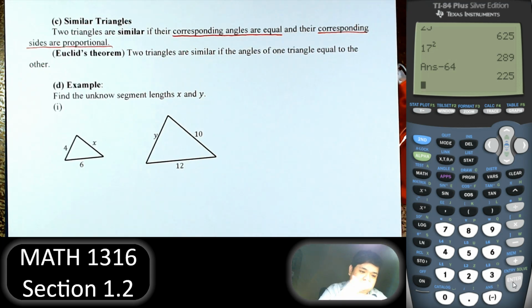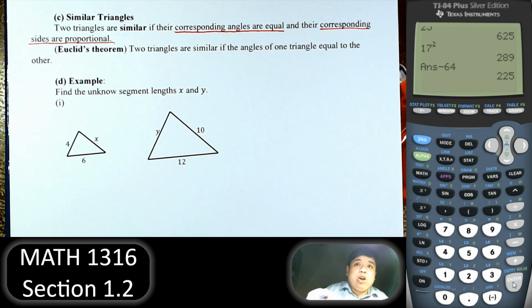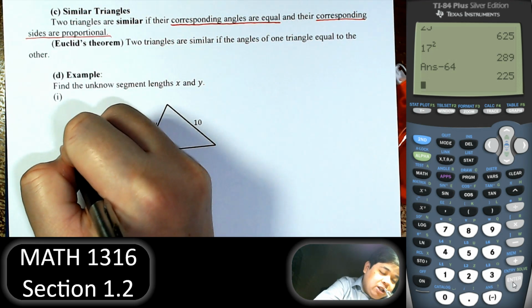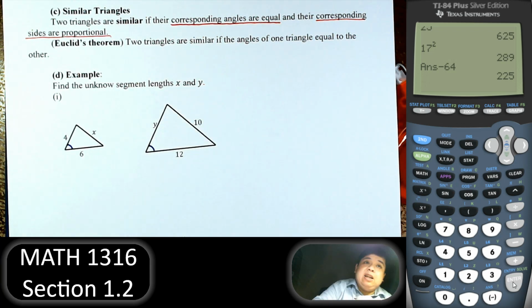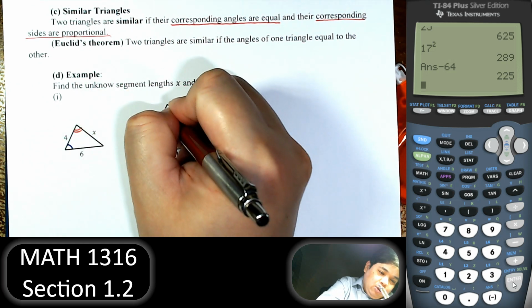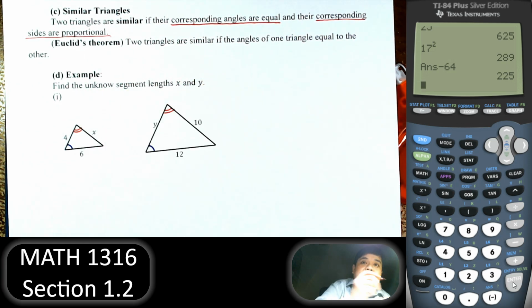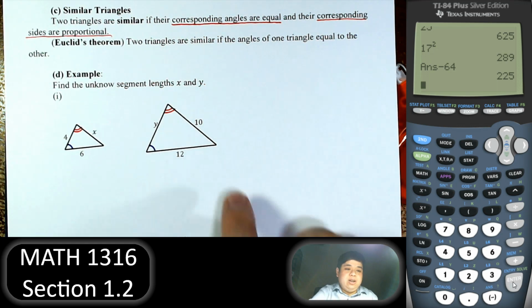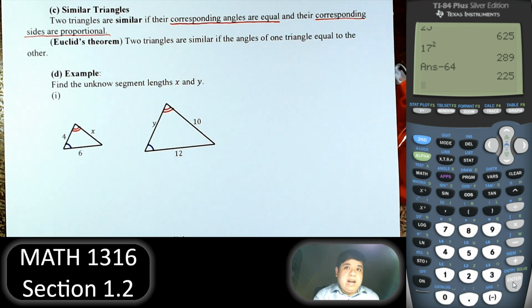Assume that there are some similar triangles here. If I want to specify that they are similar, all I need to do is mark this angle equal to that angle, and this angle equal to this angle, and that's all we need. Two pairs of corresponding angles are equal. We don't need the third one because they add up to 180. Knowing two of them, we have the last one.